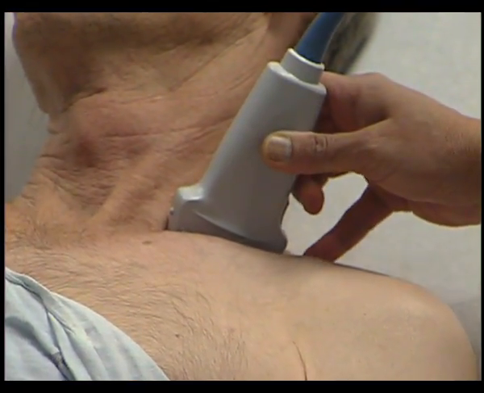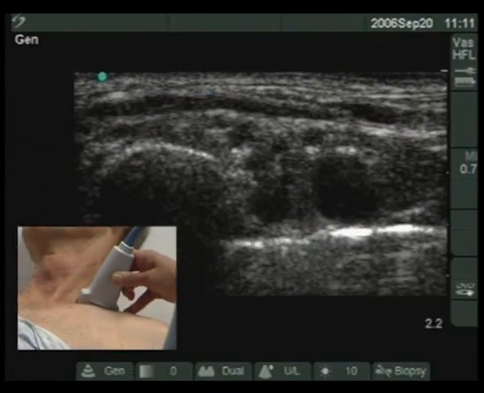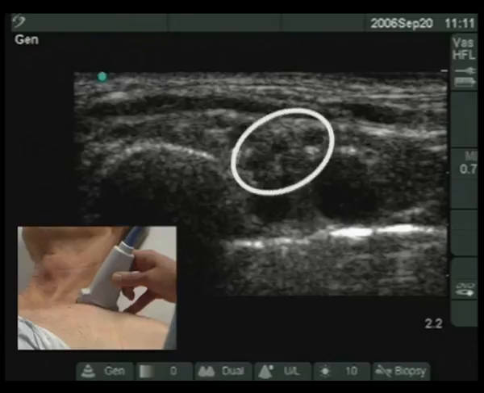Ultrasound is used to identify the subclavian artery. From this location, the transducer is moved superiorly in the neck. The subclavian artery is seen as a pulsatile structure on the right of the screen. The brachial plexus is seen to the left of the subclavian artery on the screen.